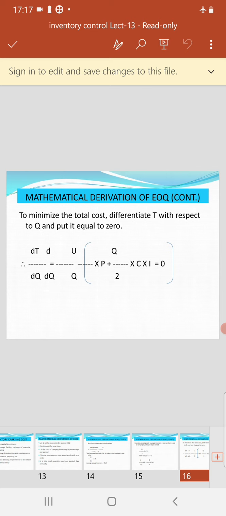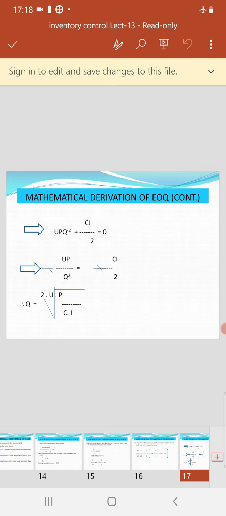So to minimize the total cost, we have to differentiate the total cost with respect to Q, and dT by dQ must be equal to 0. So dT by dQ, that is d by dQ of the total cost, that is U by Q into P plus Q by 2 into C into I, is equal to 0. So differentiating this, we will get Q equal to root over 2UP by CI.